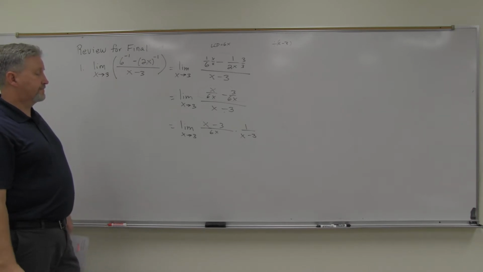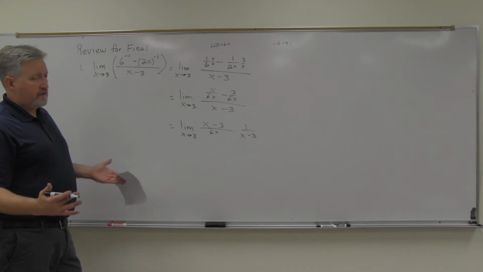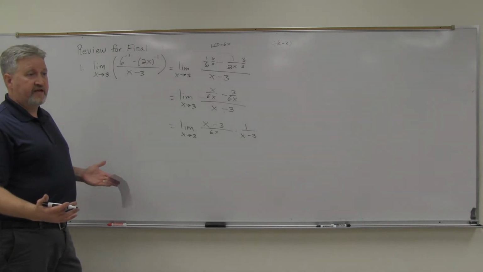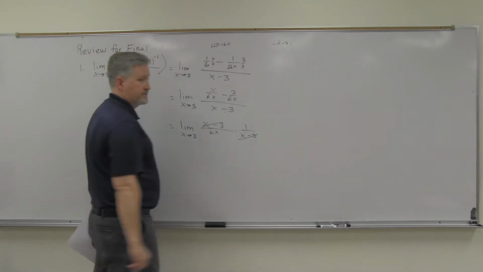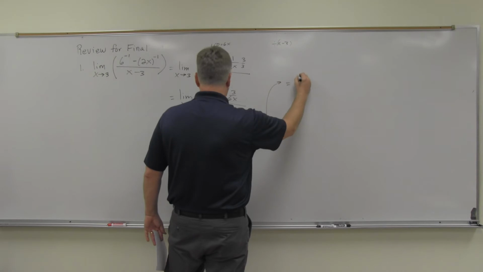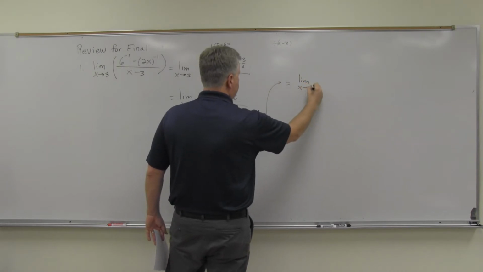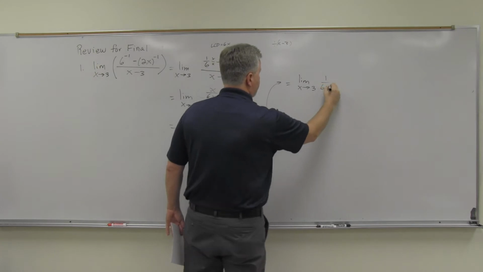And that's the next thing we look for: either factoring or something we can cancel out, which we can, because now I've got an x minus 3 in the numerator and an x minus 3 in the denominator. And so that gives me the limit as x goes to 3 of 1 over 6x.